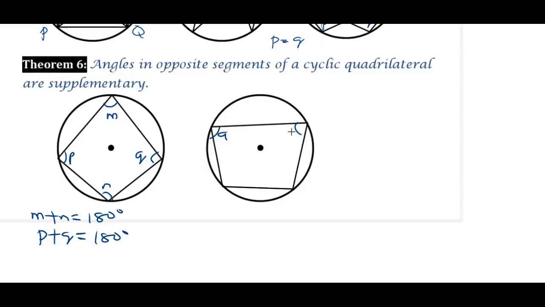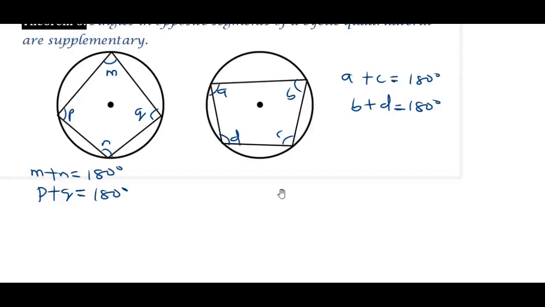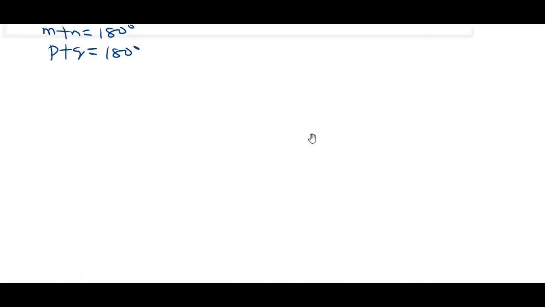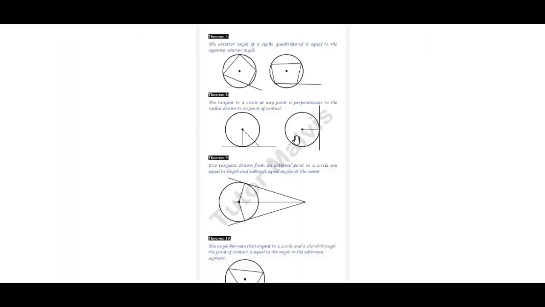Then this is A, this is B, this is C, this is D. The theorem is saying A plus C is equal to 180 degrees, then B plus D equals to 180 degrees. So the sum of the opposite angles of a cyclic quadrilateral must be equal to 180 degrees. That is that about theorem 6. Let's talk about theorem 7.